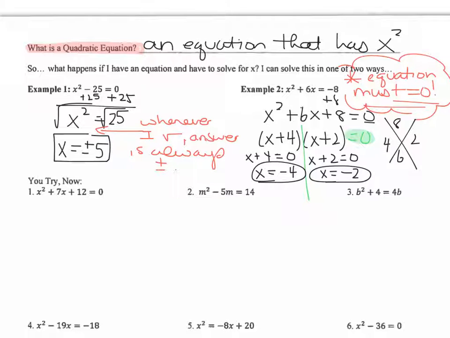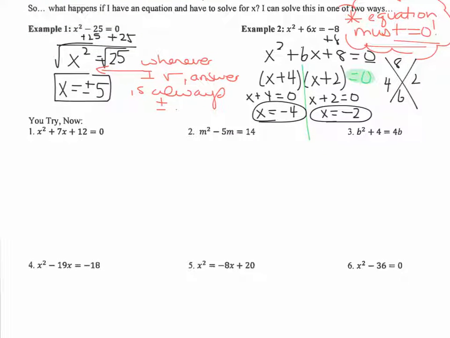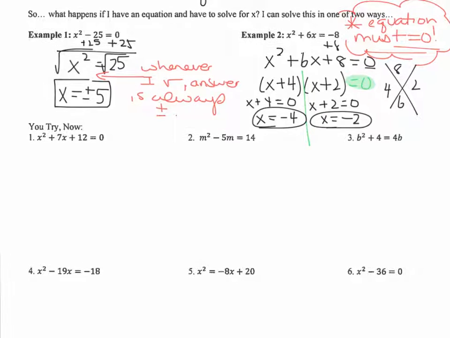So not every problem requires you to factor. In example 1, I did not have to factor because I only had an x squared. In example 2, I had an x squared and an x, which made me have to go through the factoring process. So I'm going to do one more, and then I'm going to let you loose, and I'm going to have you try these on your own, and then you can check your answers with the key online.